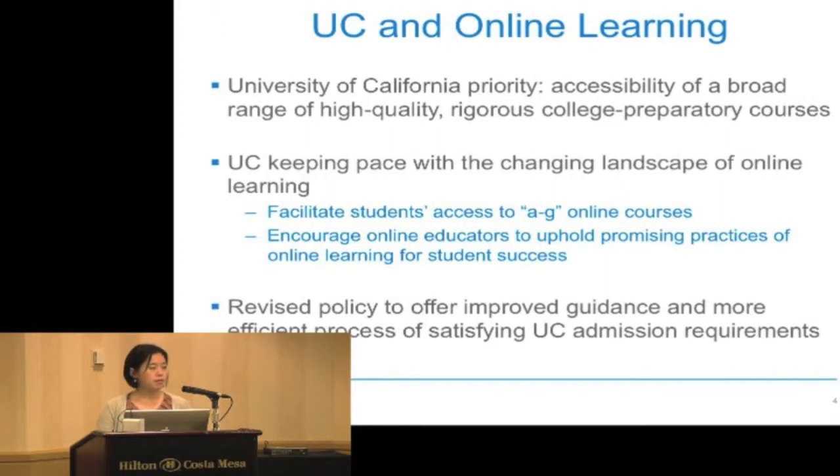The new policy and the accompanying process for A to G approval is based on the statement of K-12 online learning that was issued by the UC Board of Admissions and Relations with Schools. I encourage you all to refer to this document. It is available off of our A to G Guide website under the online learning section, and that document goes into much more detail than I would be able to go into today about what the UC faculty's principles are regarding online learning.